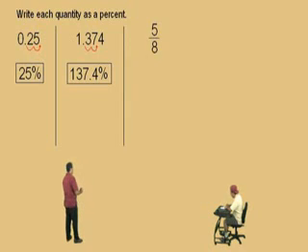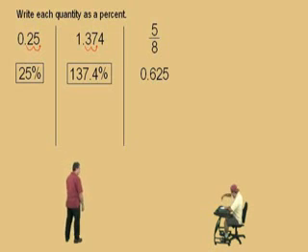Now, 5/8. Don't get scared. Now, when you have a fraction, the first thing we're going to do is change it to a decimal by doing what, Charlie? Divide. That's right. And take out your calculator. You get 0.625. And now we move the decimal which way, Charlie? To the right 2 times. Very nice there. That's 62.5%.